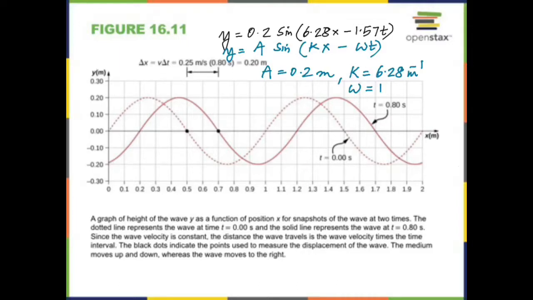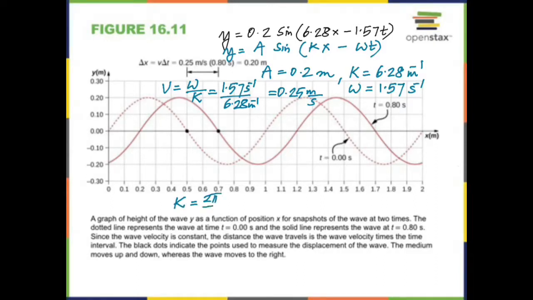And then going back, omega by comparison here is 1.57, and the unit is either radians per second or just per second. And then remember, you can find the speed of the wave dividing omega by k. And so when you do that, look at the units. It comes out to be meter per second, and you get 0.25 meter per second. Now we can work backwards to find lambda, because we know k is 2 pi by lambda, and so lambda is 2 pi by 6.28, and you get lambda as 1 meter.